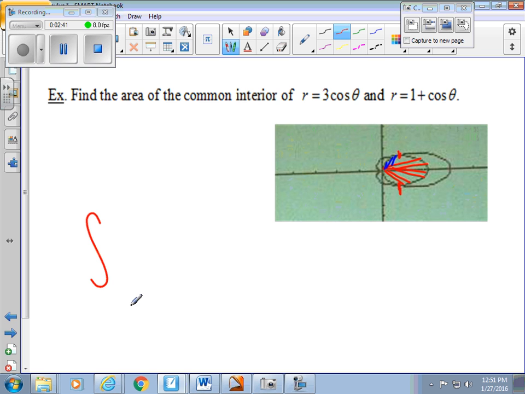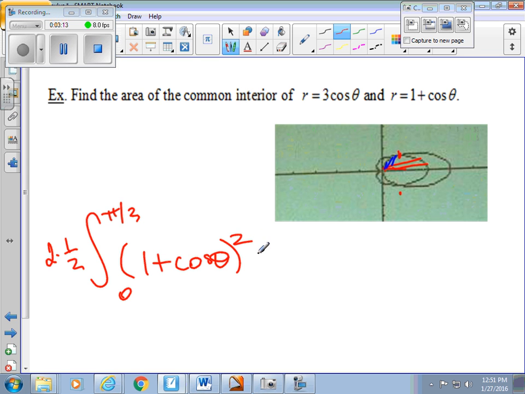So first of all, where is this intersection? Okay, pi over 3, this top one's pi over 3, right? You could even go from 0 to pi over 3. Why could I get away with doing that? Symmetry, so I could do 2 times 1/2. So using symmetry, I could just go from 0 to pi over 3. I am only getting that top area there of the cardioid, which is 1 plus cosine of theta squared d theta.